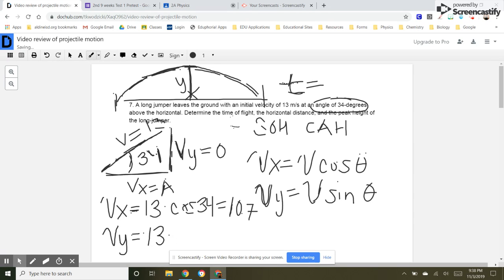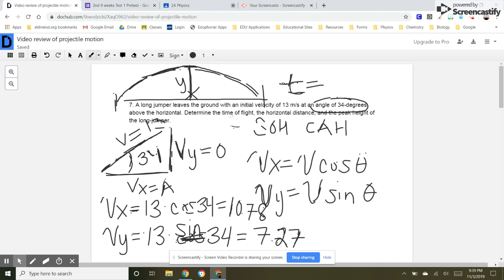So then my v of y is 13 sine of 34. That's 6.27. And this is technically 10.78. All right, so that's finding the components.